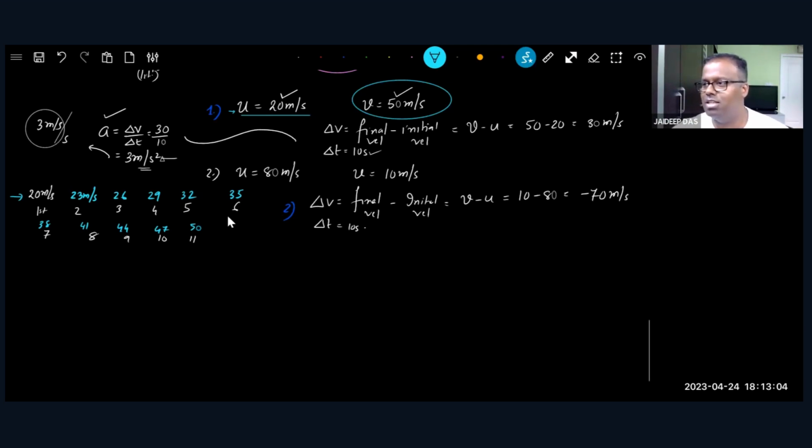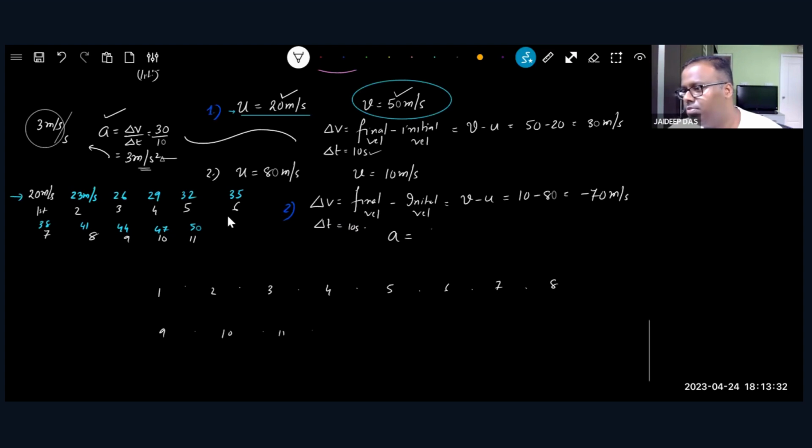In the next case, let's again make it first, second, third, fourth, fifth, sixth, seventh, eighth, ninth, 10th. There are 10 intervals: 1 interval, 2 interval, 3, 4, 5, 6, 7, 8, 9, 10, 11 seconds. Right. Now, how much is the acceleration here?